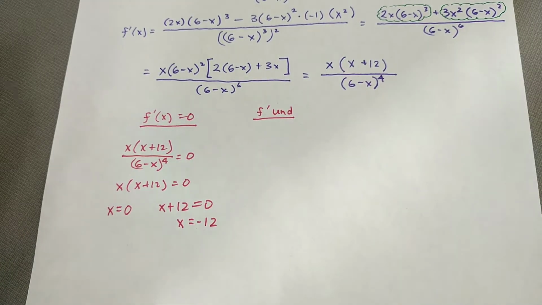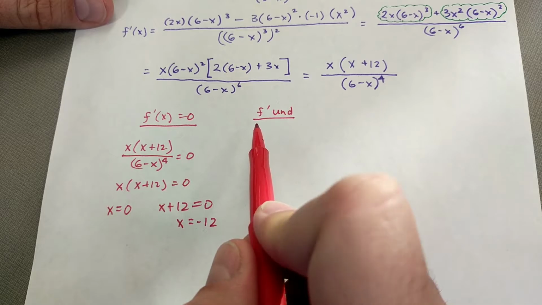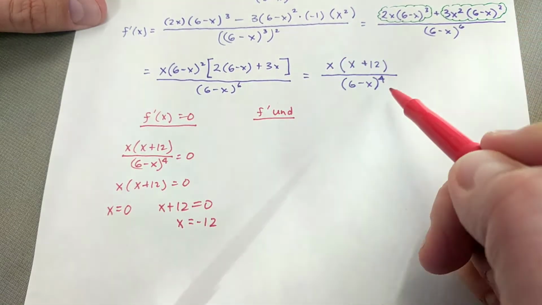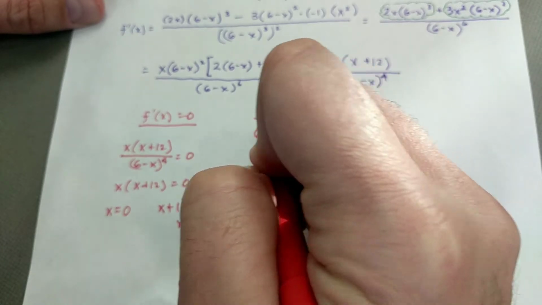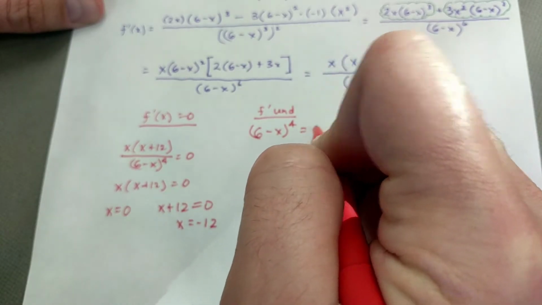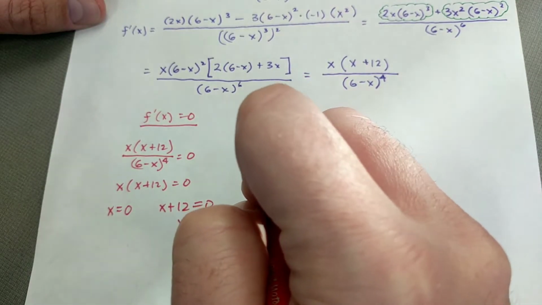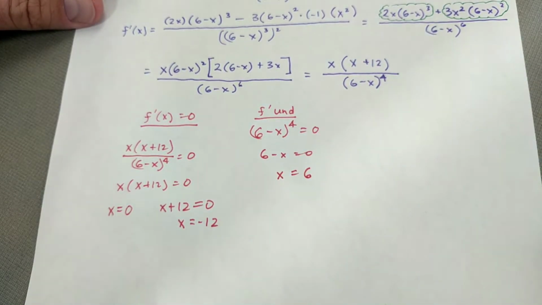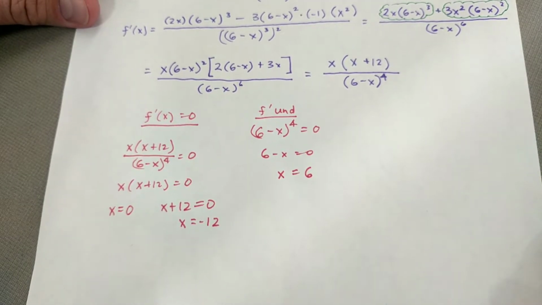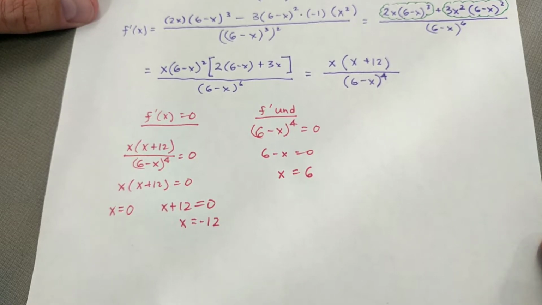All right, now let's look at when f prime is undefined. Well, a fraction is undefined when the denominator is 0. So I will set the denominator equal to 0. And you can quickly see that x has to be 6 in order for that to be the case. So there you have it. I have 3 candidates for where the maximums or minimums might be occurring for this function.